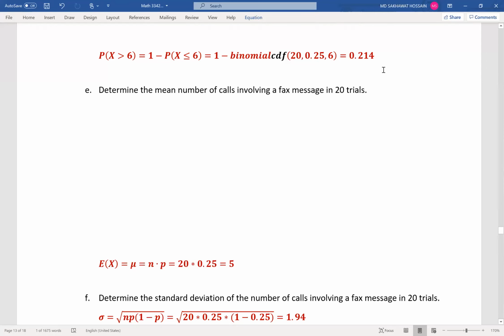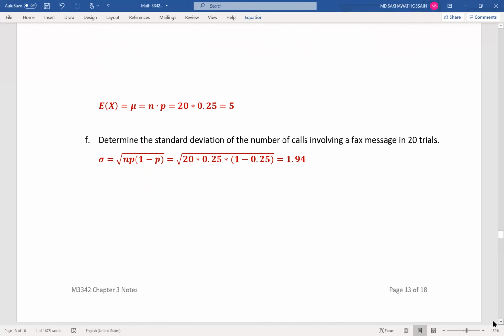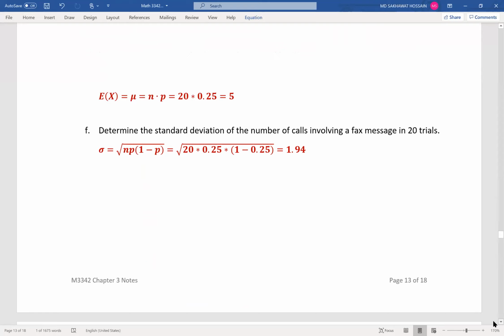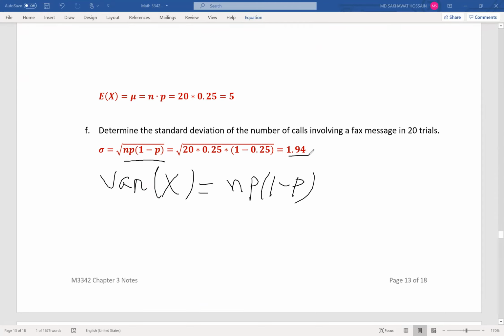Okay, in part F, determine the standard deviation. If you are asked to find the variance, then the variance of x is equal to n times p times 1 minus p. Here you have to find the standard deviation, so you have to take the square root of this. So the square root of n times p times 1 minus p is 20 times 0.25 times 1 minus 0.25. So the standard deviation is 1.94. So this is the population standard deviation.